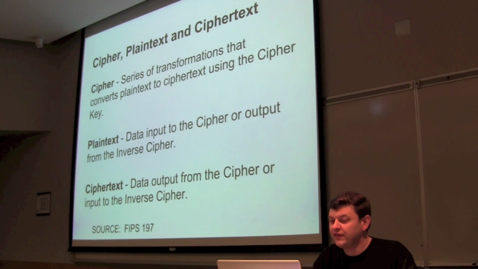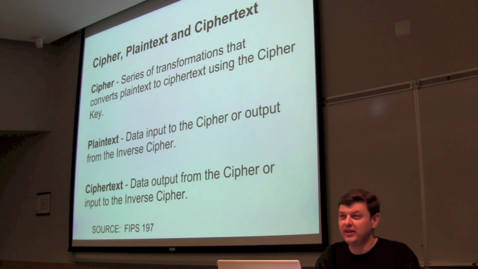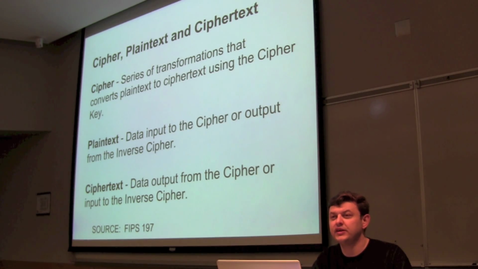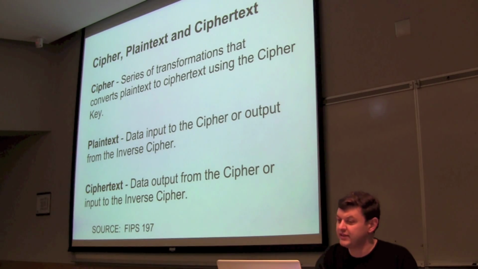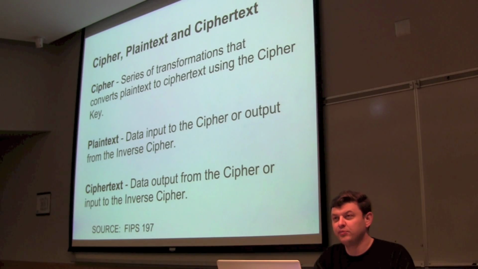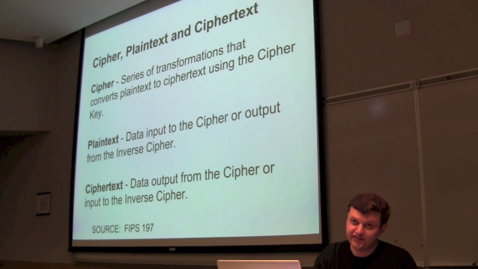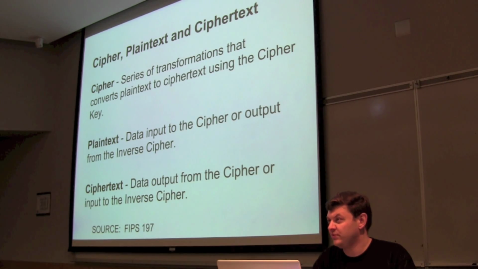A cipher, that's what transforms something between a plain text and a ciphertext simply. Plain text is usually the data that's input. Usually it's the clear text or stuff you can see. Ciphertext is the output from the cipher, input to the inverse cipher. That's usually the stuff that's scrambled.